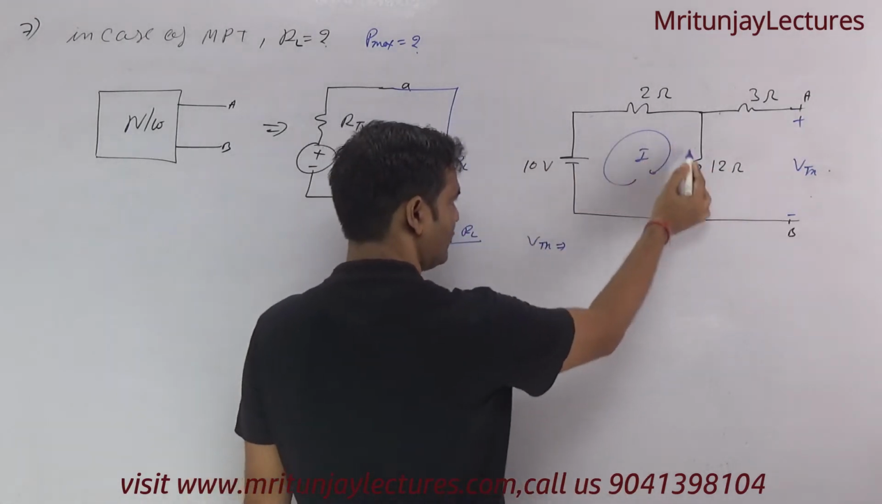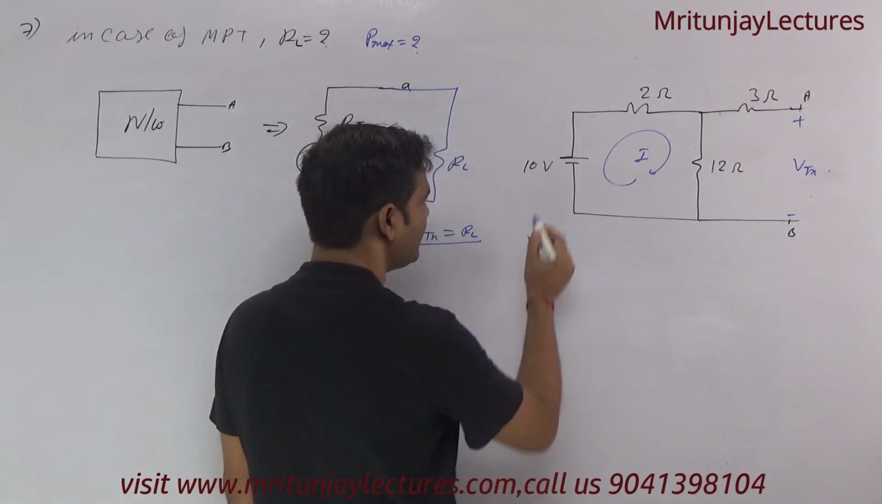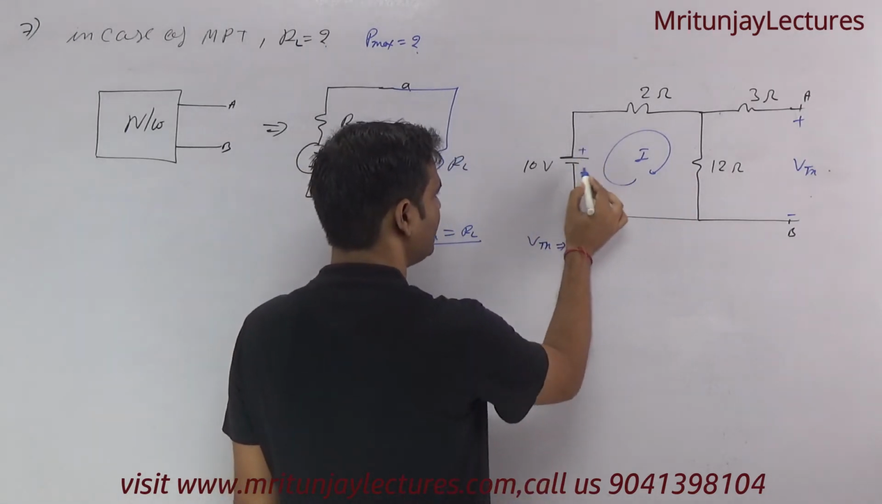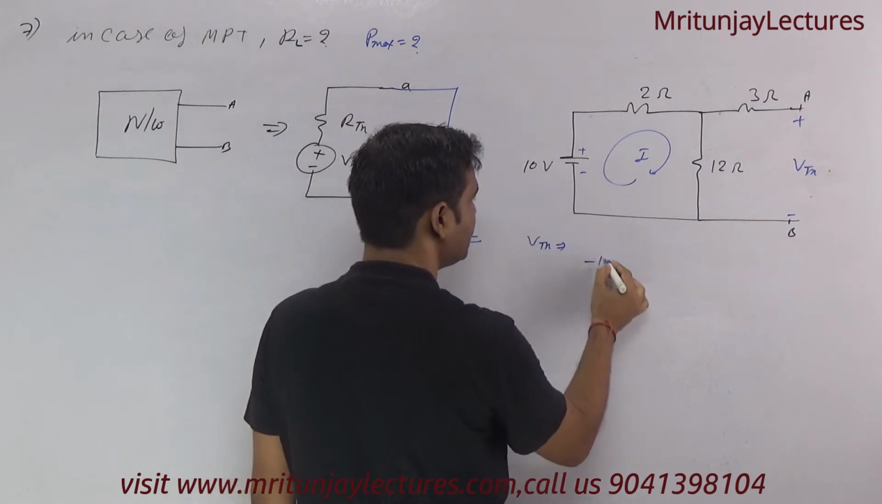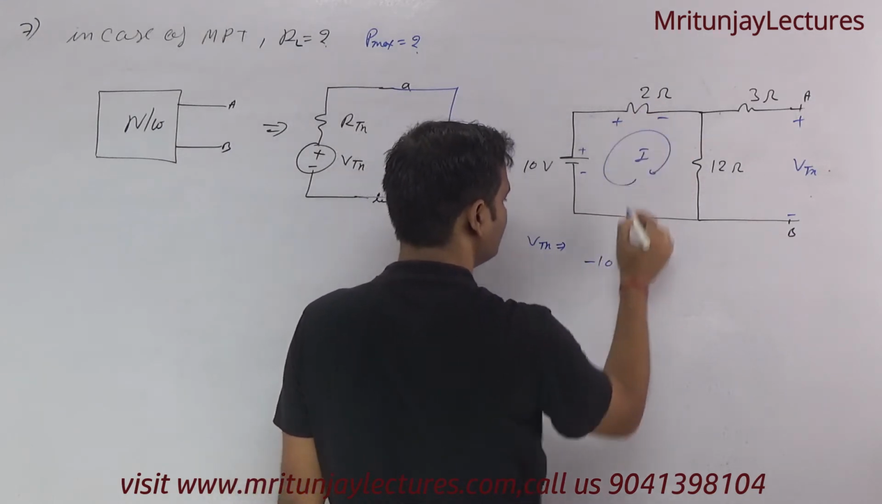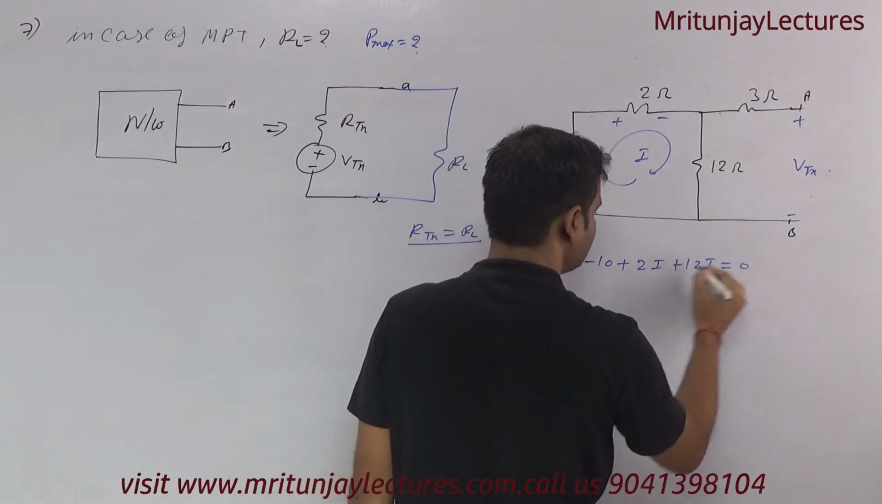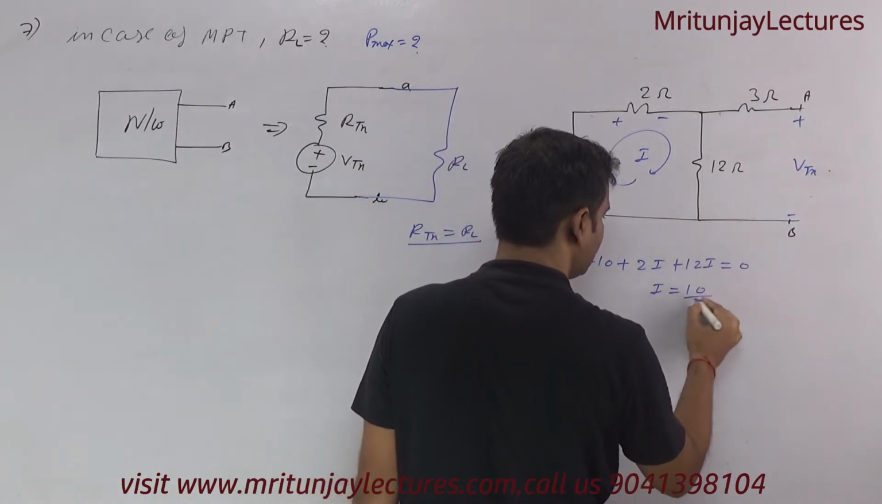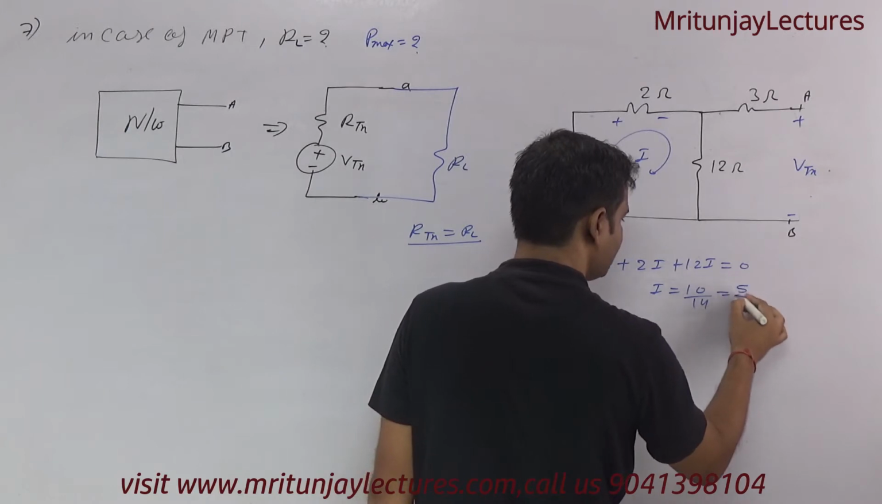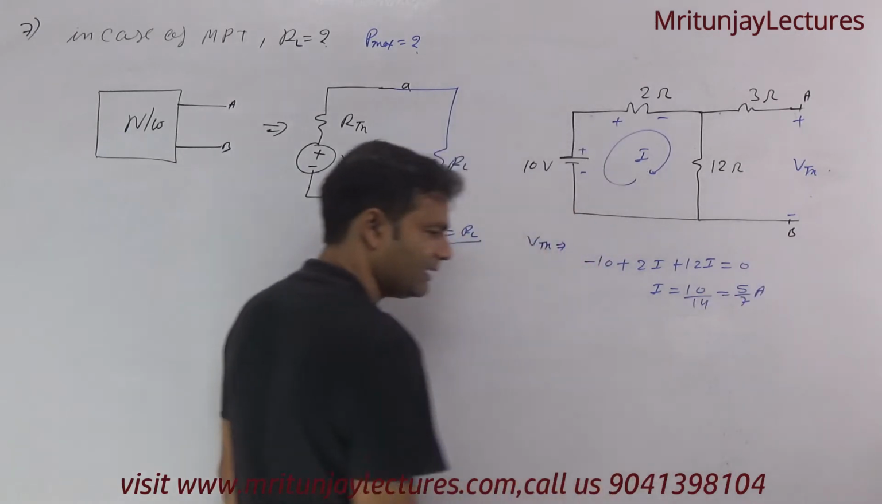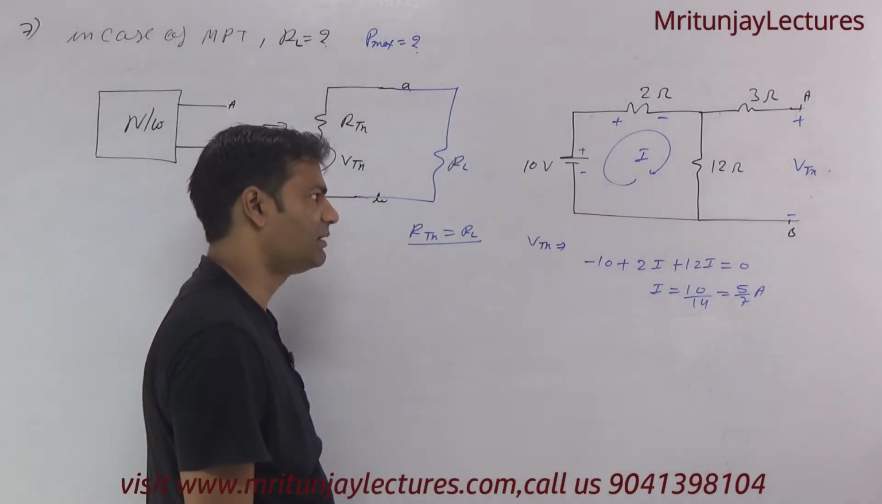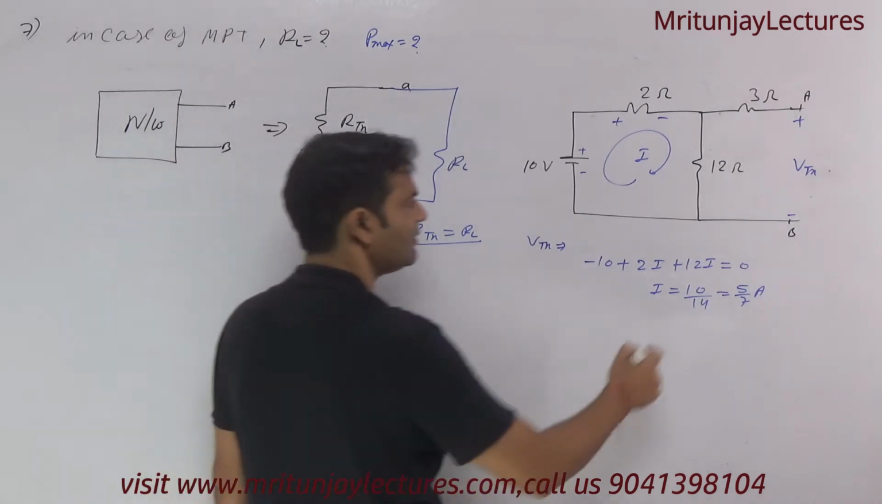If we take loop current I, flowing from negative to positive, then minus 10 plus 2 into I plus 12 into I is equal to 0. So I is equal to 10 divided by 14, which means 5 by 7 ampere. I is 5 by 7 ampere. Clear?